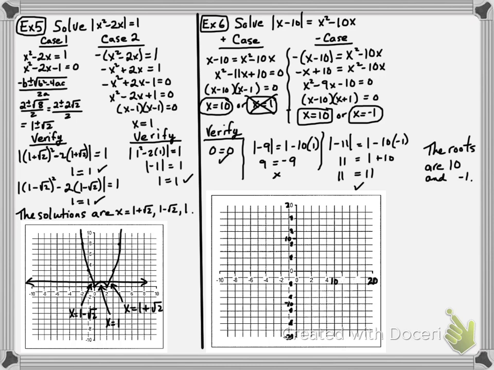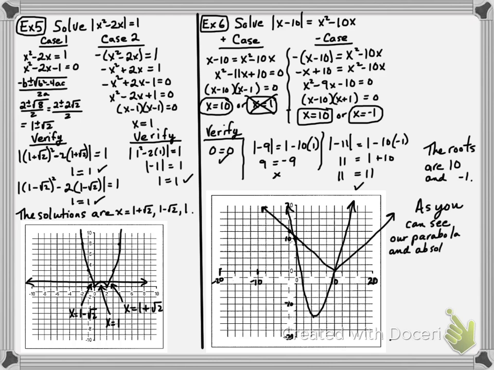If I change the numbers on my graph here to go from negative 20 to positive 20 in both directions, I can graph this, and you can see now that there are going to be two places where these graphs are going to intersect. So you can see our parabola and absolute value function cross at x equals 10 and x equals negative 1.